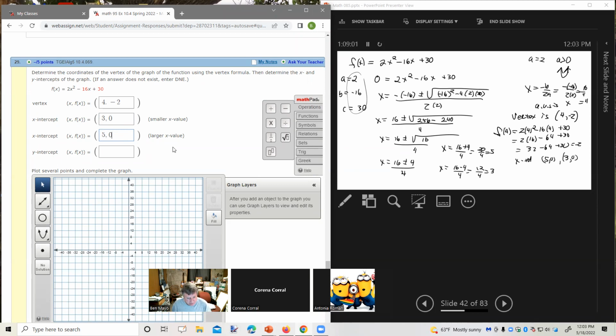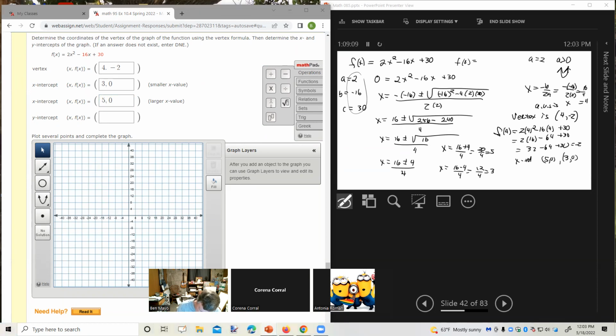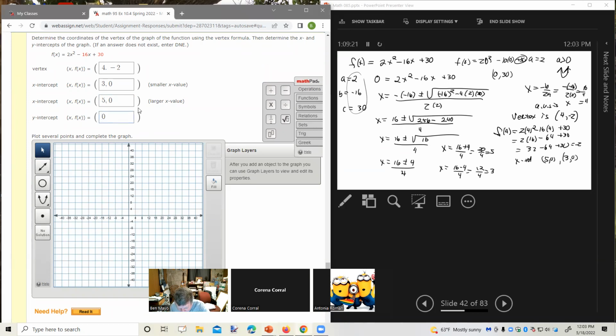So far, so good. Yes. Now, how do we find the y-intercept? Set x equal to 0. Well, f of 0 is 2 times 0 squared minus 16 times 0 plus 30. So all that's left is 30. So it's going to be at 0, 30. Okay. Any questions so far?